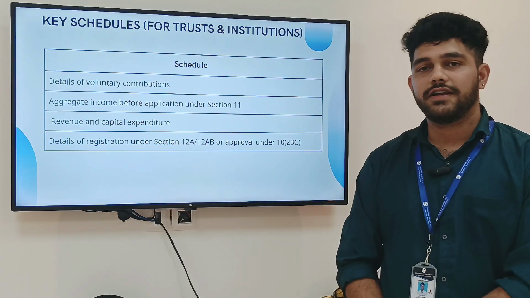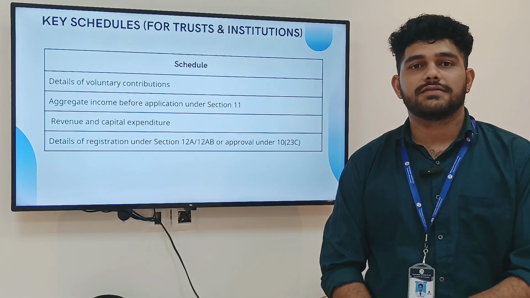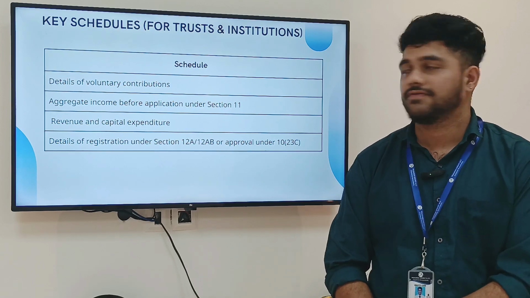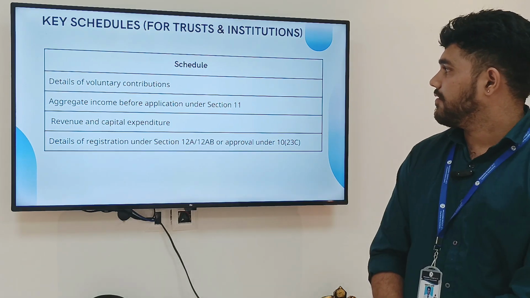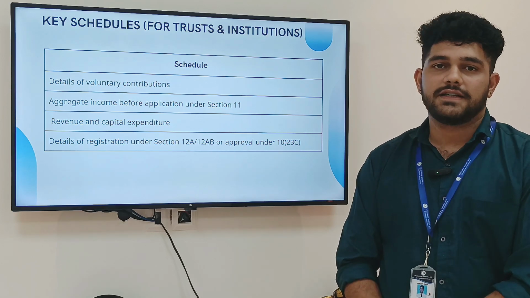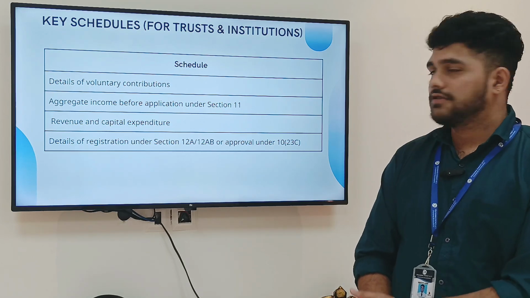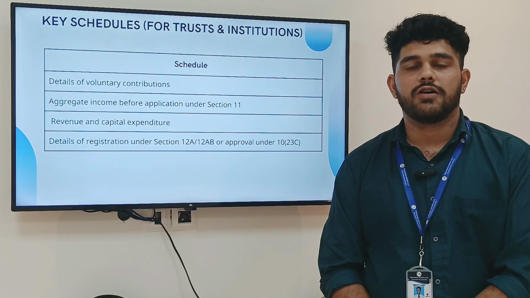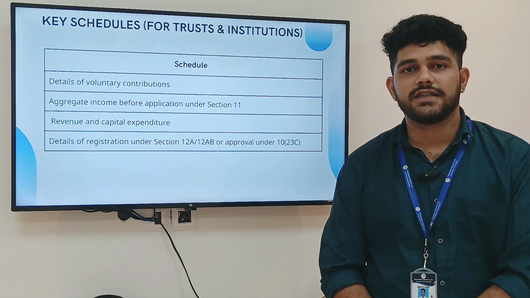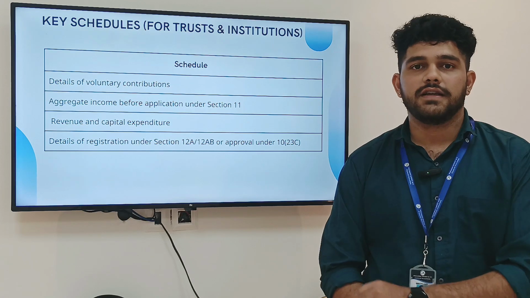Details of voluntary contributions, like donors, their PAN, their Aadhaar and the amount they have contributed. Then aggregate income before application under section 11, revenue and capital expenditure and their bifurcation, and details of registration under section 12A or 12AB and 10(23C). Even provisional registration details should be entered.